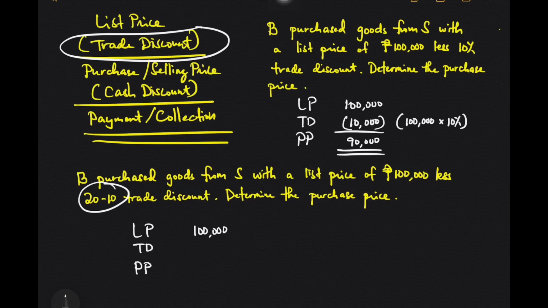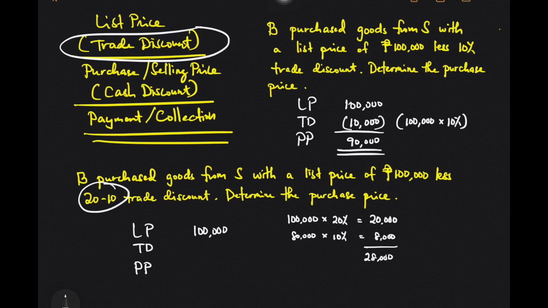So 100,000 times 20%. So for the first discount, it's 20,000. And after deducting 20,000 from the list price of 100,000, you will get 80,000. From this point, apply the second discount, 10%. Second discount is 8,000. So here, you have the trade discount of 28,000.